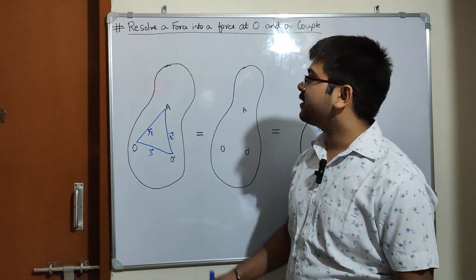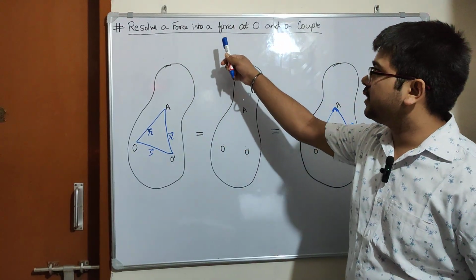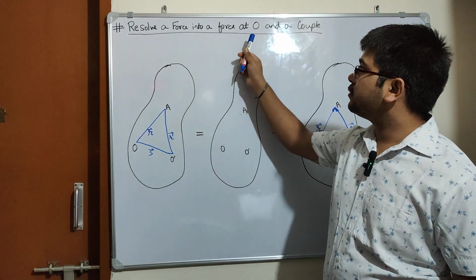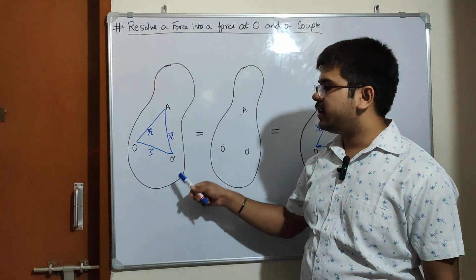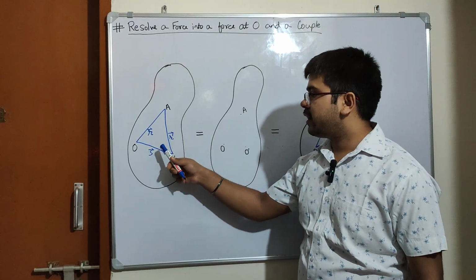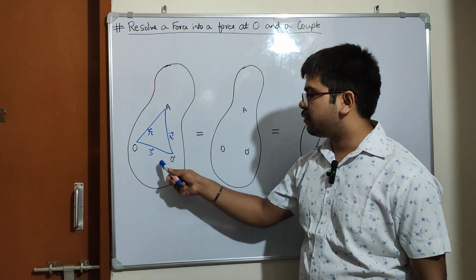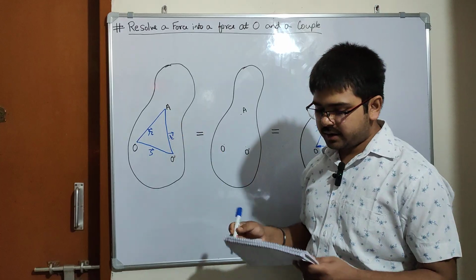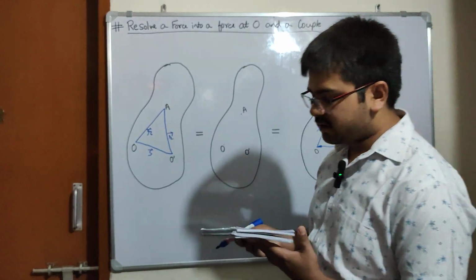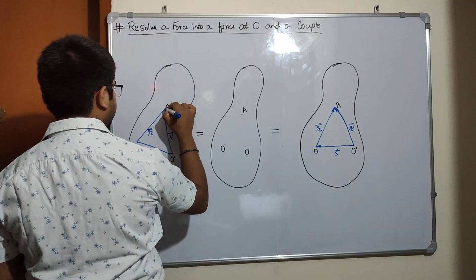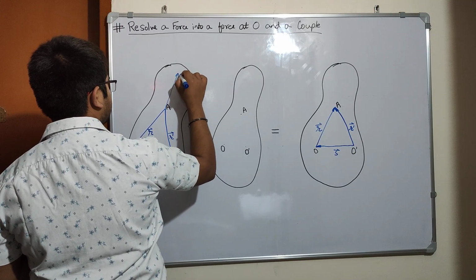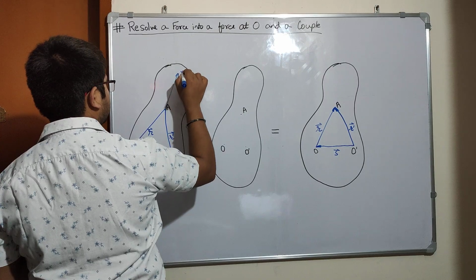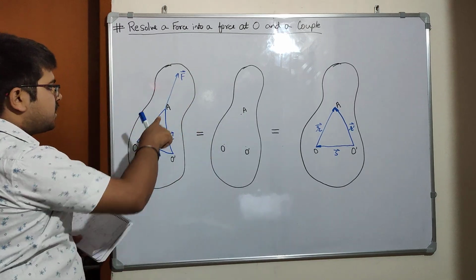Today we will be studying resolving a force into a force at O and a couple. So I have drawn a rigid body here and we have O dash and A. At A, force F vector is acting. So this F vector is acting at A.